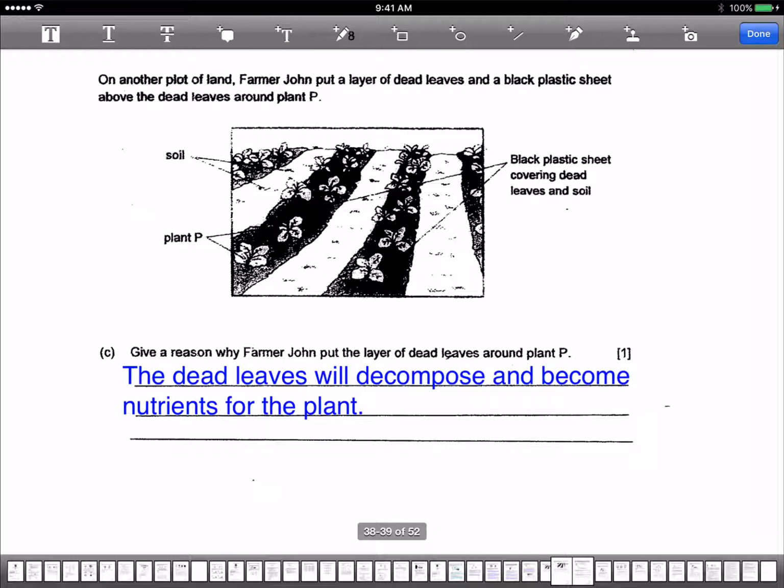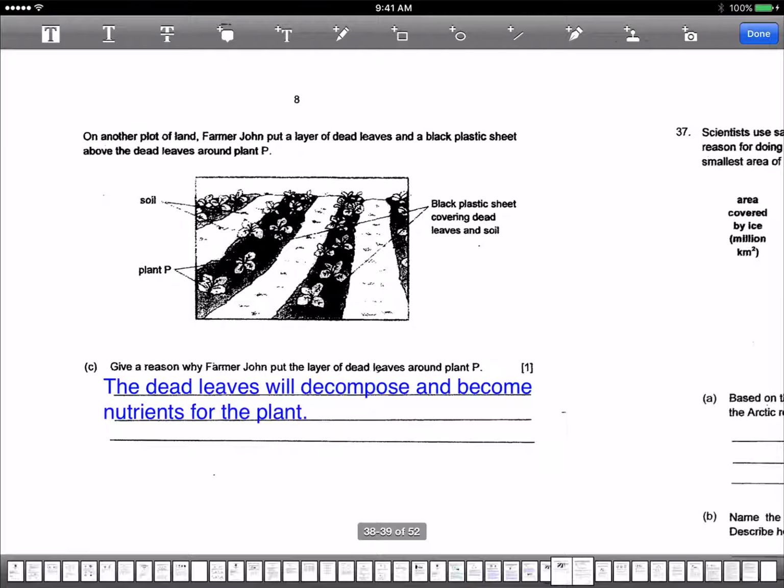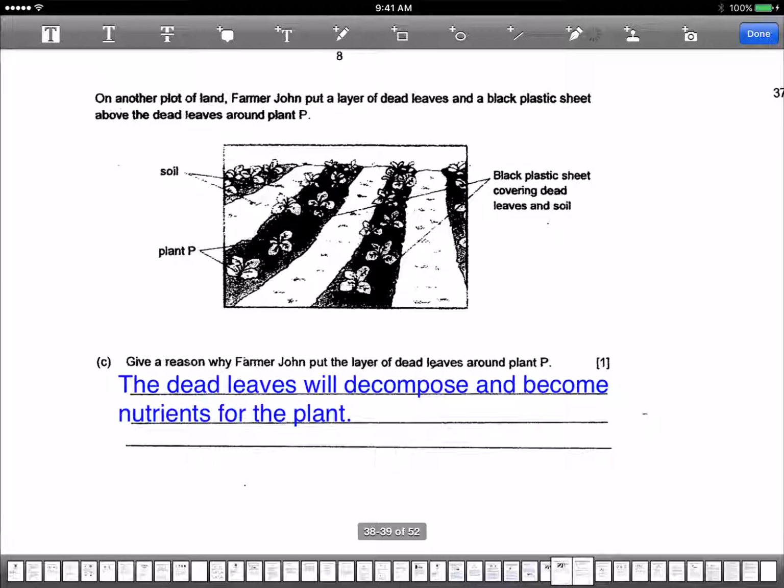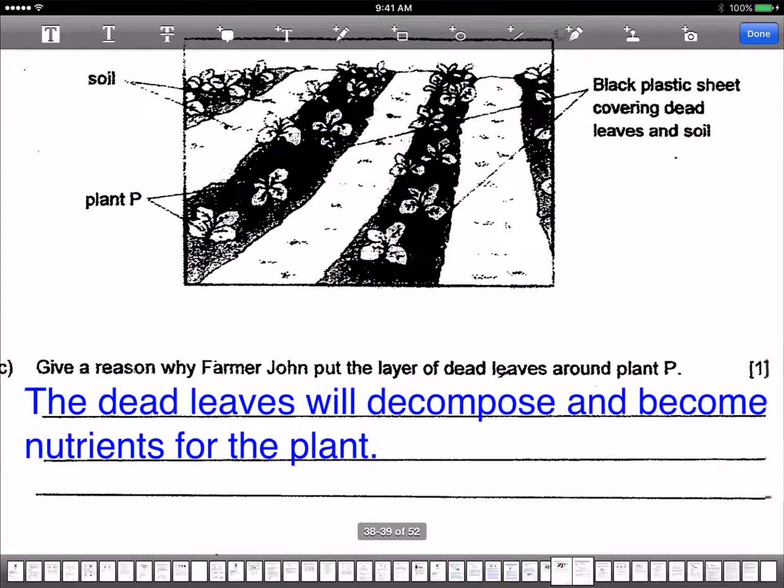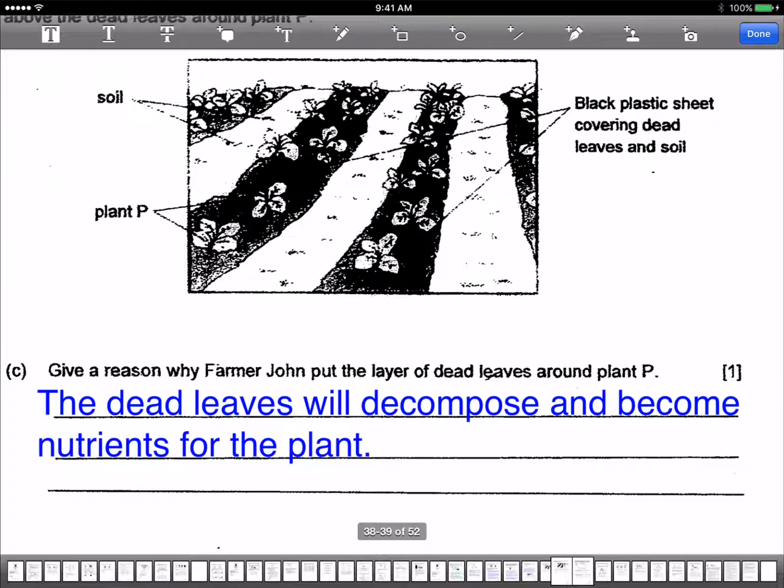Okay, very straightforward. Next, any question here? No? Can you see? Zoom in. Right, so they decompose, become nutrients for the plant. You can talk about decompose. They become nutrients in the soil, and then the plant can reabsorb the nutrients back.